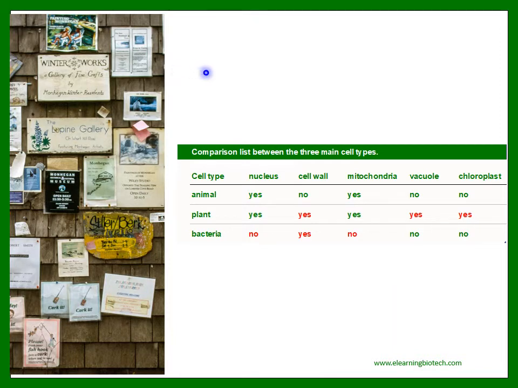Here is a summary checklist of what we have gone through in this first unit. It takes the form of a comparison list between the three most important cell types to know about: animal cells, plant cells, and bacteria. Highlighted in red are the main differences. As we have seen, these include the absence of a nucleus and mitochondrions in bacteria, the presence of a cell wall in plant cells and bacteria, and the presence of a vacuole and chloroplasts in plant cells.